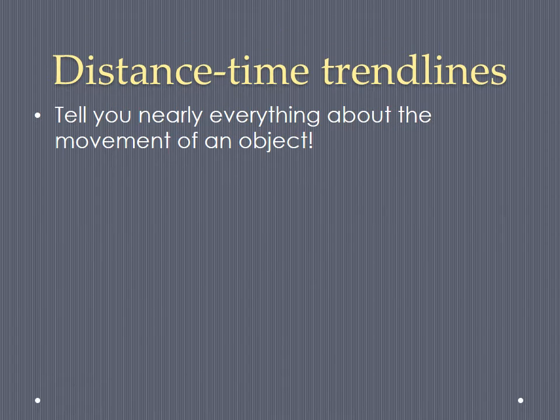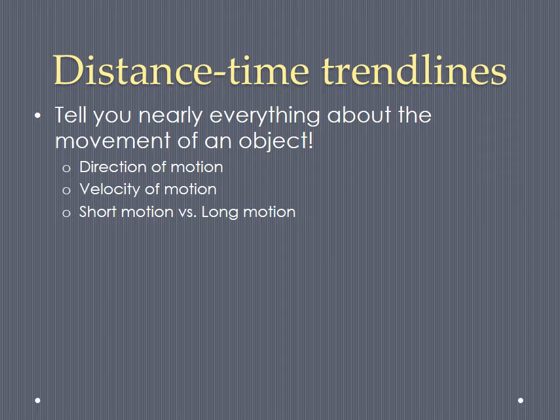A distance time graph can tell you a whole lot about how an object actually moves. It could tell you the direction that the object is moving, whether it's going forward or backwards. It could tell you the velocity at which the object is moving. It could give you information about short and long distances that the object covers and times of motion. And it could tell you an object's location at any time in a specific time interval.